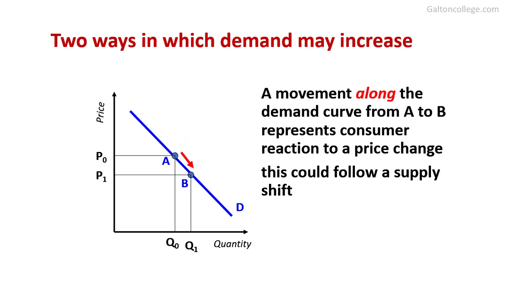Two ways in which demand may increase. Well, we might get a movement along the curve if the price falls from P0 to P1. Let's say the supply had increased. If the supply was through A at the moment and supply, because of technology improvements, let's say, moved to B. So now I haven't got the supply curve here, but just imagine it was going through B. We would have moved from A to B. That's caused by a shift in the supply curve.